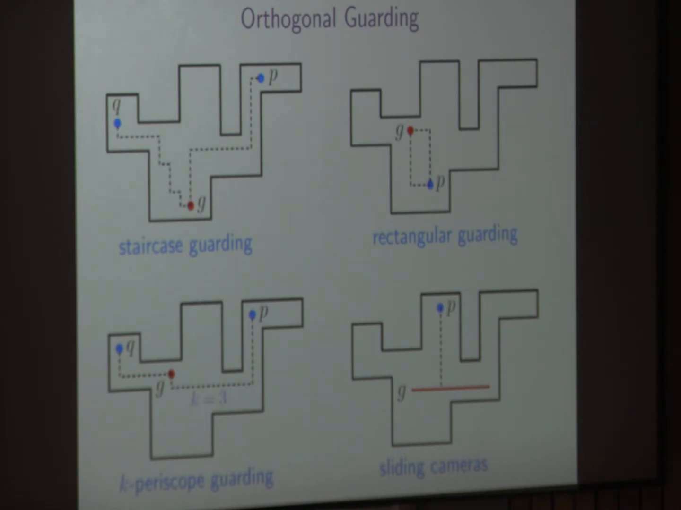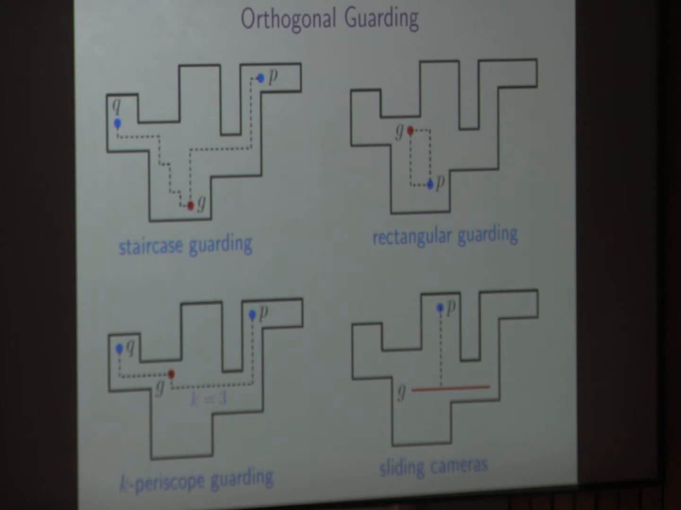K-periscope guarding is similar to staircase guarding, but here we only focus on the number of bends that you are allowed to have on your path. So G can see a point P if there is an orthogonal path with at most K bends between them. Here, the path doesn't necessarily need to be monotone, so it can be non-monotone. That's the difference, which makes the problem a bit more difficult.